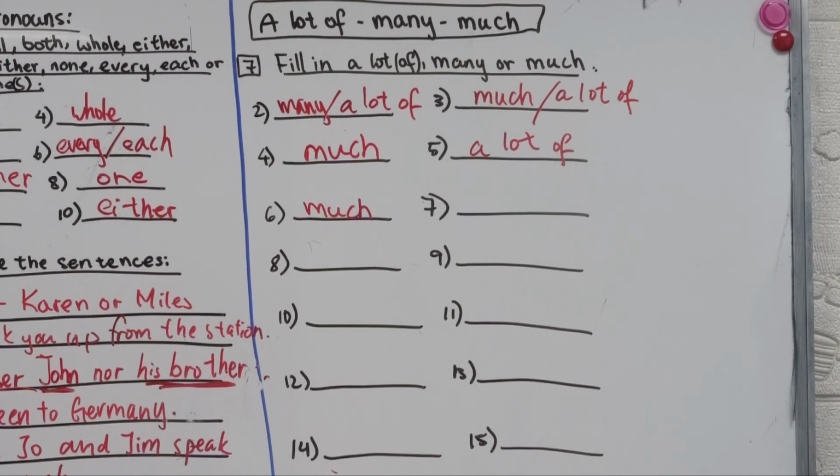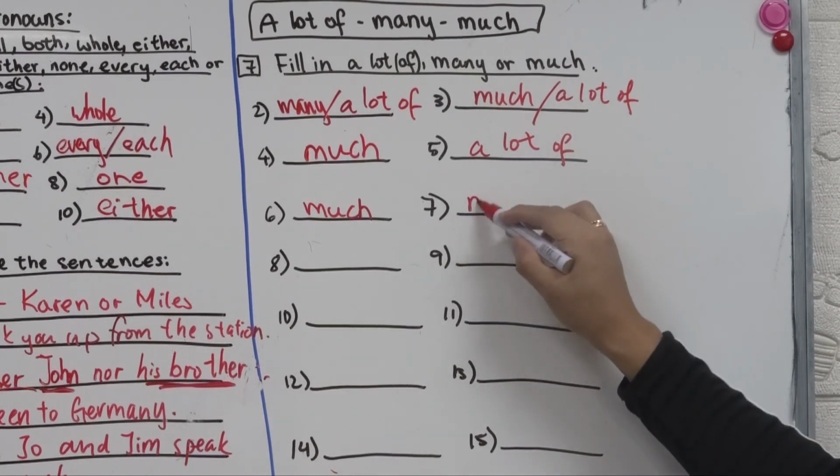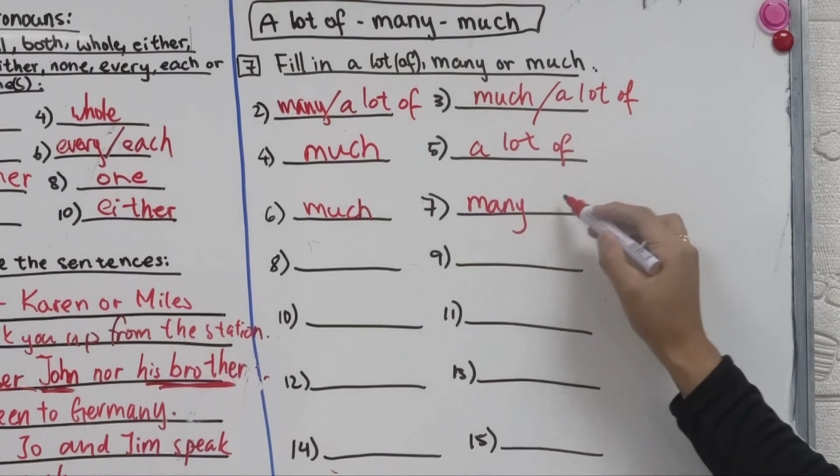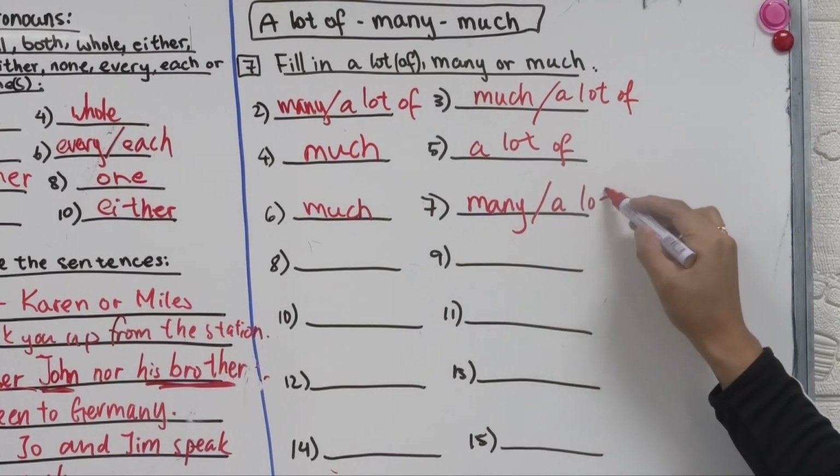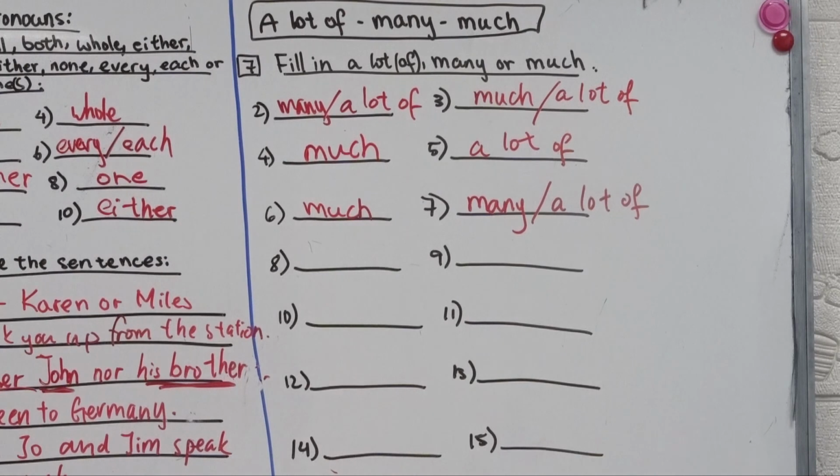Number 7, will there be blank guests at the wedding? So we're talking about guests, right? People, so we can count there. Will there be many guests? Right? And then noun, of course, so we can say a lot of. All right. Number 8.